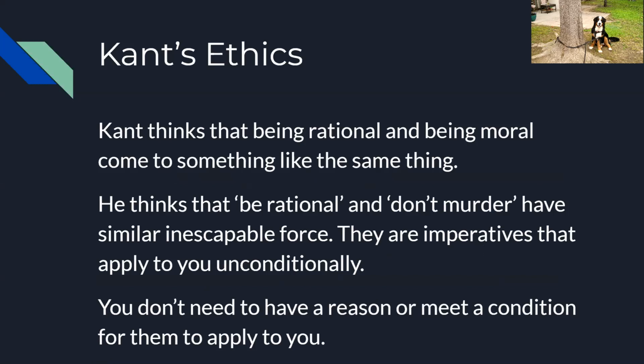So let's try to think this through. This is really complicated stuff, so I don't expect you to fully understand it the first time through, but if you really want to try, you can try and follow me here. Kant thinks that being a rational person, that is someone that takes into consideration their best reasons for acting and then acts on them, and being moral come to the same thing. He thinks ultimately that the phrase "be rational" and the phrase "don't murder" have a certain similar inescapable force. They're both imperative statements that tell you what to do that apply to you unconditionally. He doesn't think that you need a condition. You don't need a reason for either of them to apply to you. It's simply the case that you shouldn't murder, and it's simply the case that you should be rational.